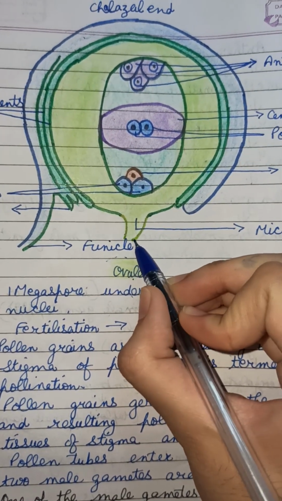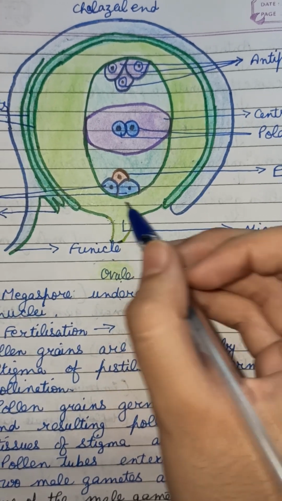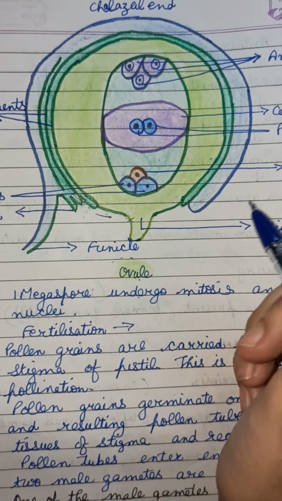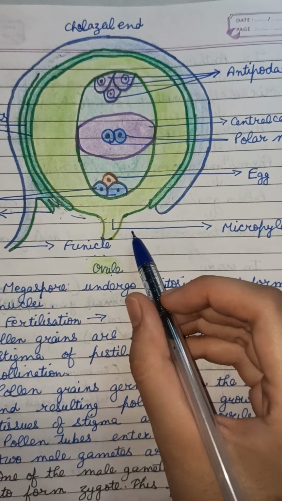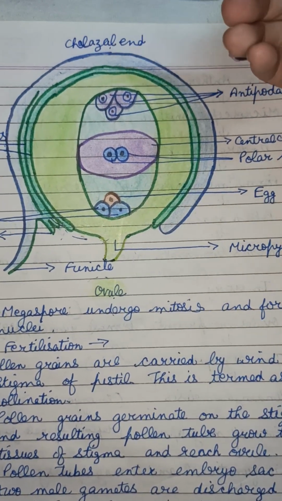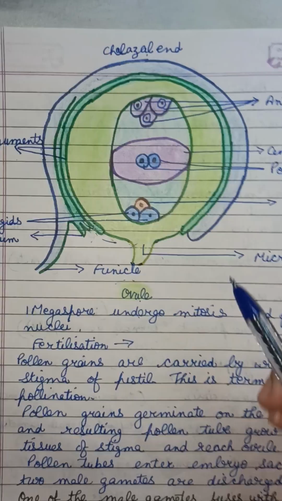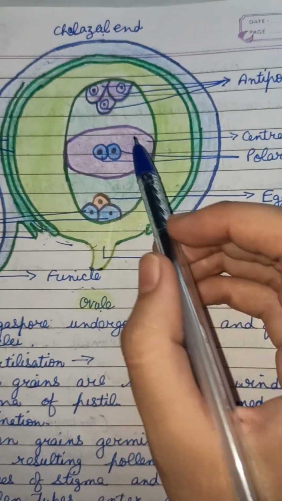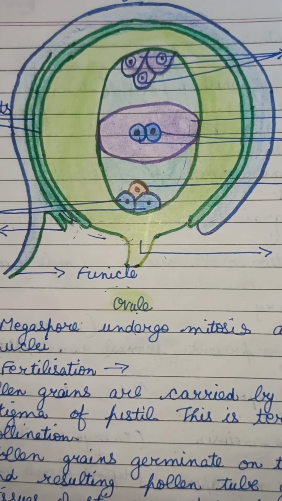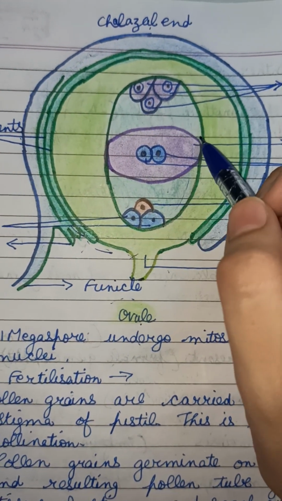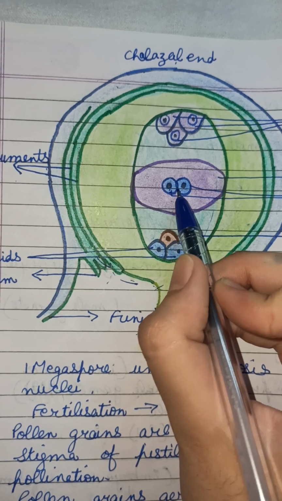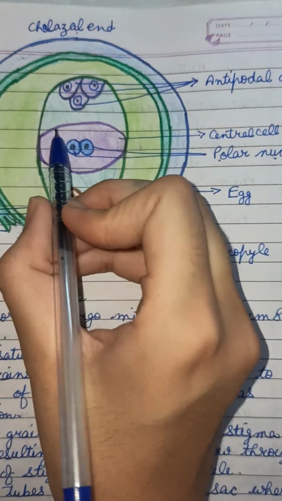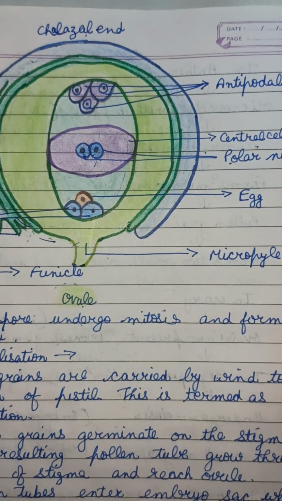There is some pore kind of structure here where integuments are not present. These are our green colored integuments. Here integuments are absent, so this is called the micropyle, and opposite to the micropyle, this end is called the chalazal end. Now inside this is the embryo sac. Here you can see the embryo sac has 8 nuclei and 7 cells. The central cell has 2 nuclei, and these 2 nuclei are called polar nuclei. This is called the central cell as it is located at the center.